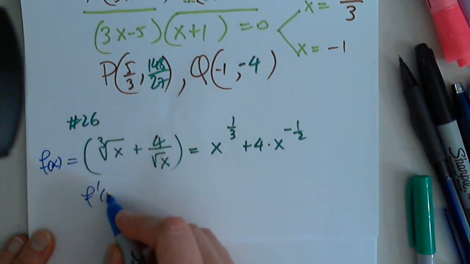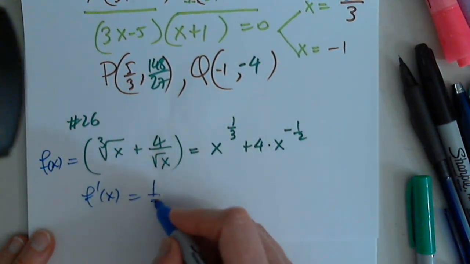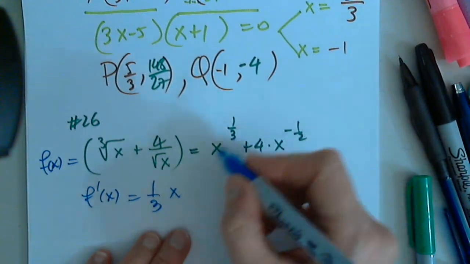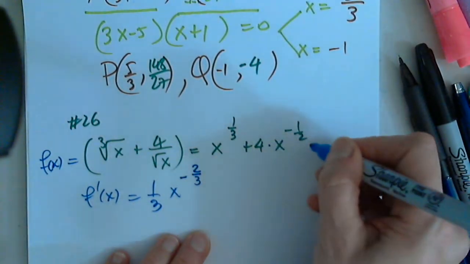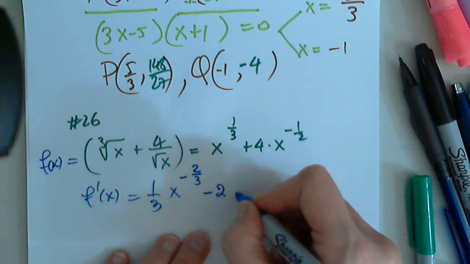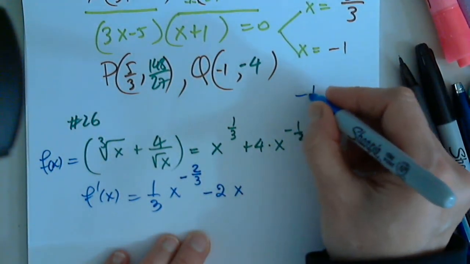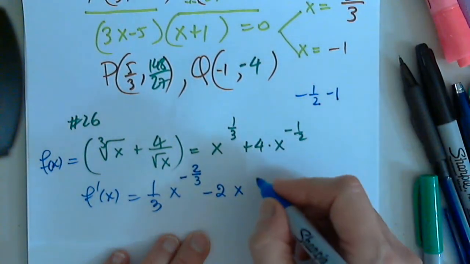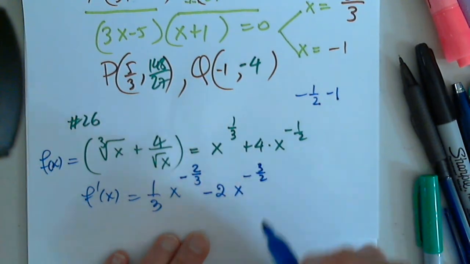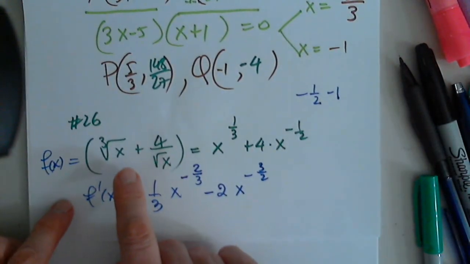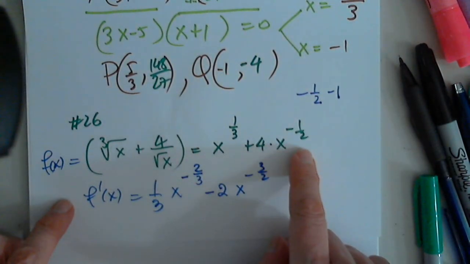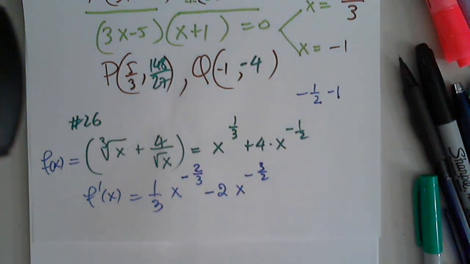So f prime of x, I bring down 1/3. And when I subtract 1 from 1/3, I get negative 2/3. When I bring down negative 1/2, I get negative 2. And when I subtract 1 from negative 1/2, I get negative 3/2. So that's the derivative of this function. You have to spend the time to prepare it, because otherwise it will be more difficult.